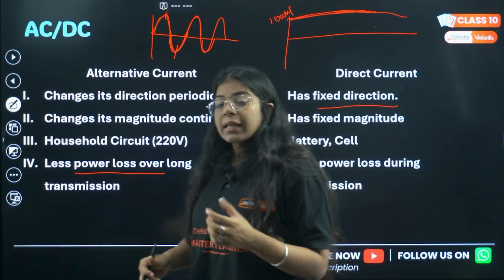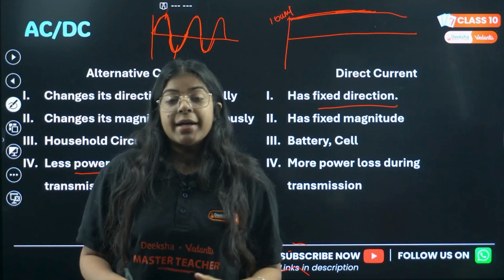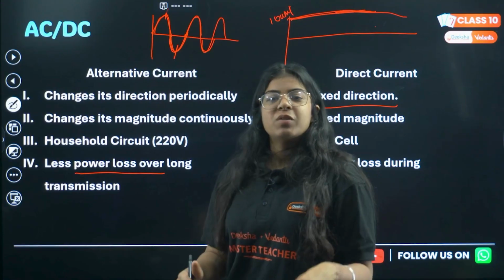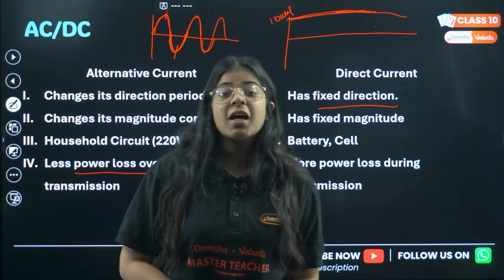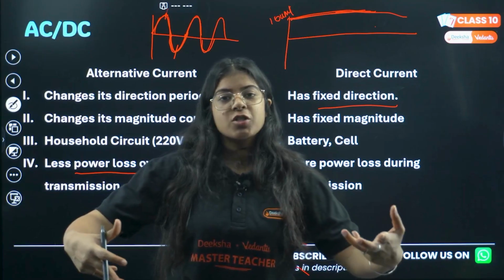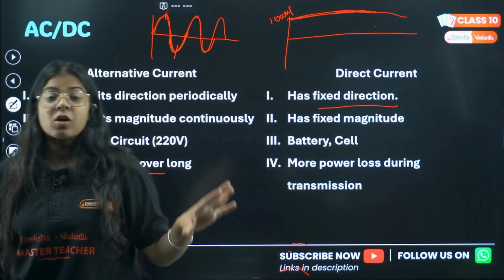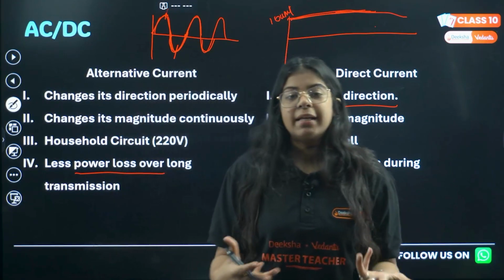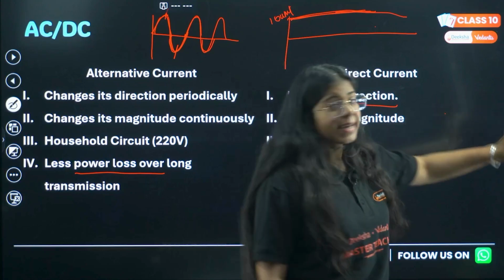Now, in my mic that I'm using, and probably in your cameras, we use DC, we use batteries, cells. So it's not like AC is always better. AC is better because we need longer transmissions for our houses, and because of the longer transmission, because of the less loss of power in AC current, we use that in our household circuits. Very good.